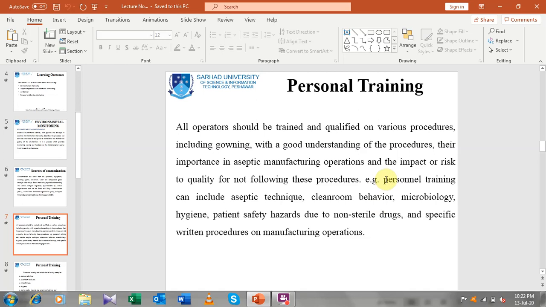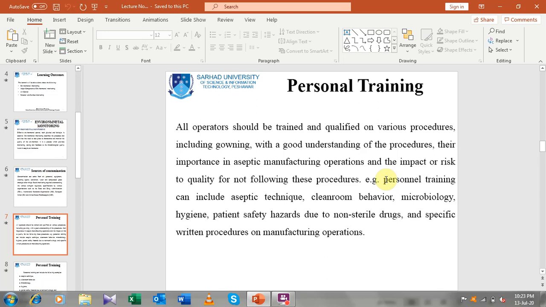Regarding the aseptic technique, they should be properly trained, and in clean room behavior, they should be properly trained, as well as have sound knowledge about microbiology and how microbiology affects the product, and the risk impact on the quality of the product. Their hygiene should be followed. If they do not follow hygiene, then an unhygienic environment will be created in that particular area. And what is the patient safety hazard due to non-sterile drug? We are claiming that it is a sterile drug, and there will be no sterility if you are not following this.